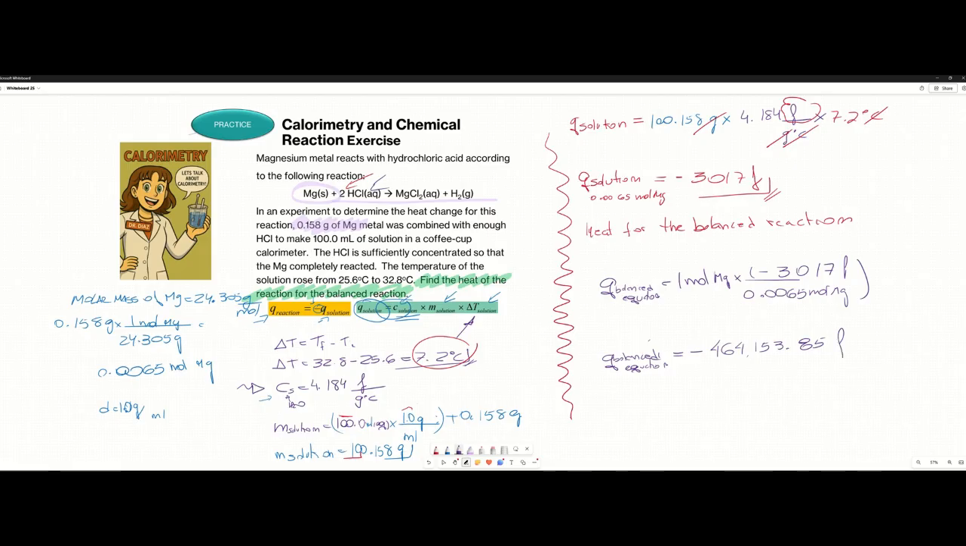464,153.85 joules. Since I have two significant figures, remember, two significant figures, I'm gonna round this and we're gonna have negative 460,000 joules or 460 kilojoules. That's it. That's all.